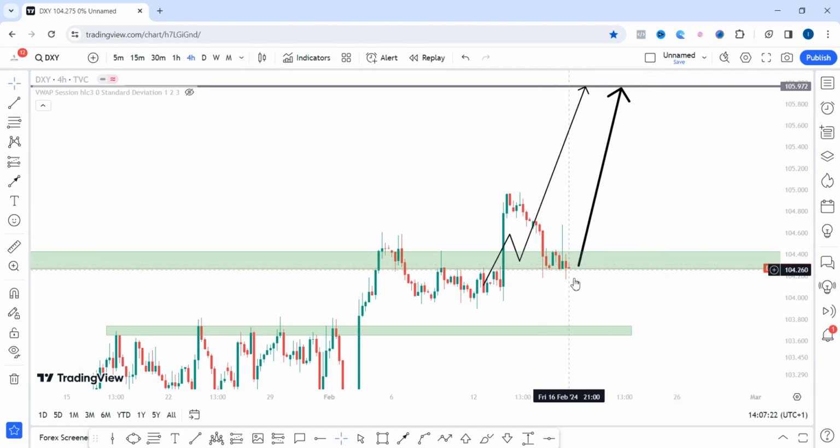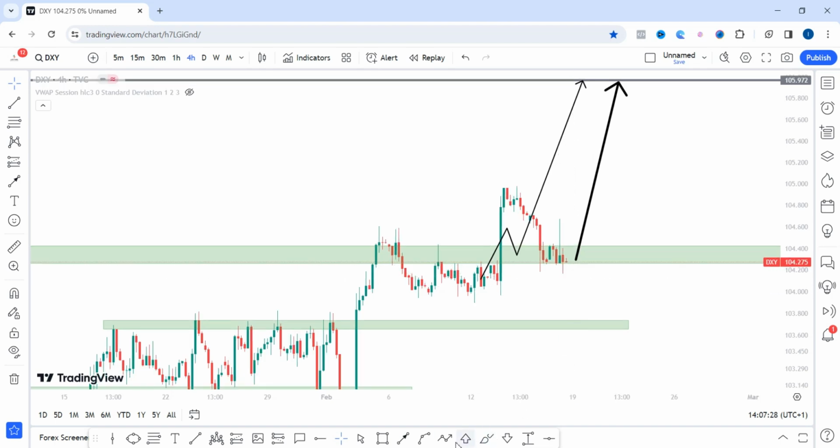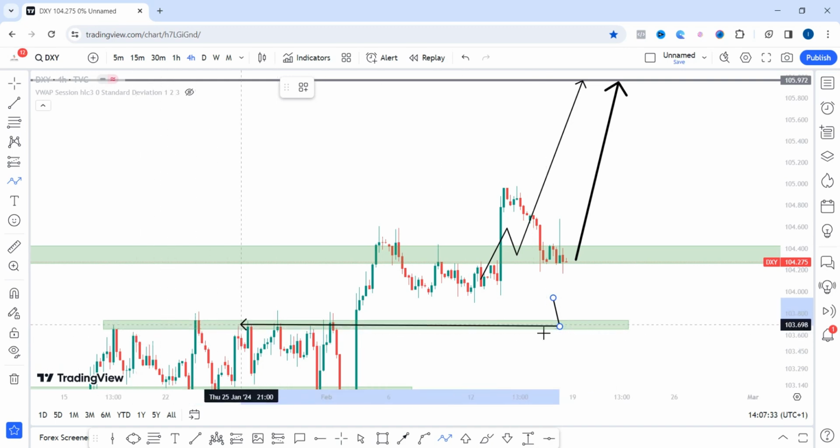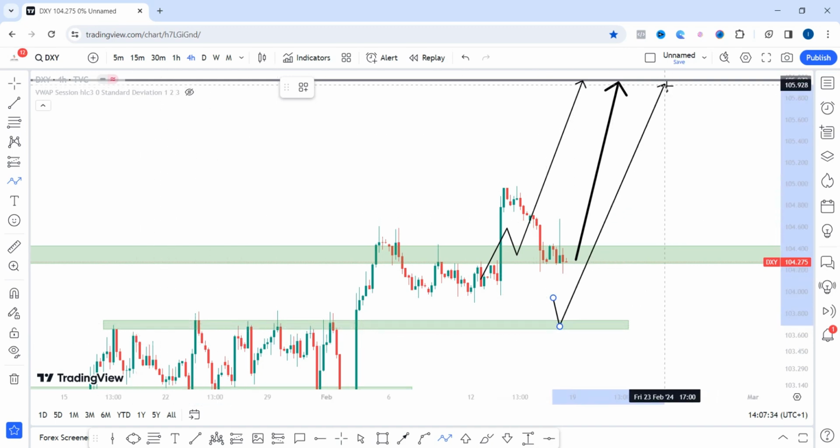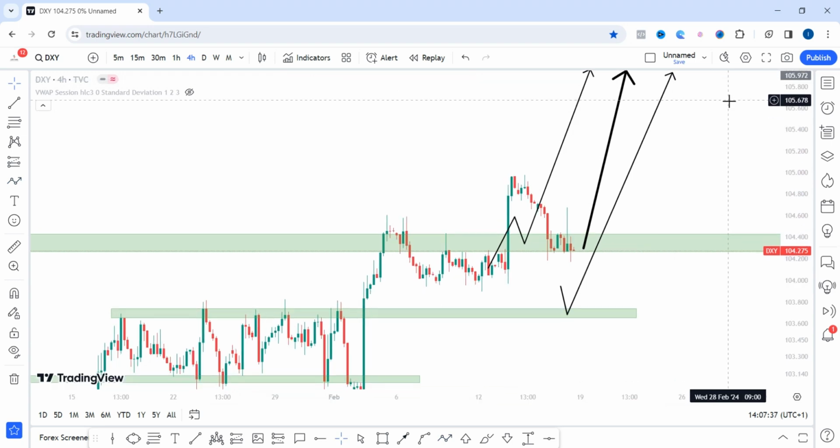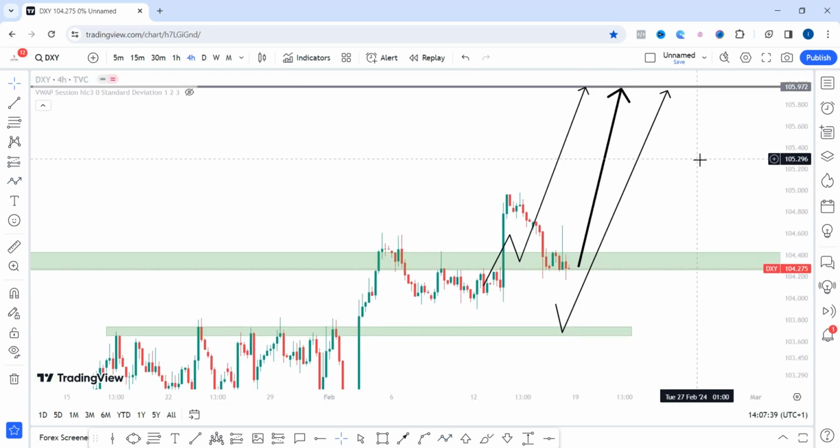But if price breaks and closes below the 104.244 area, then I would like to see a retest of this zone that has been tested multiple times before we go for the next rally to the upside. So this is my current bias on DXY.